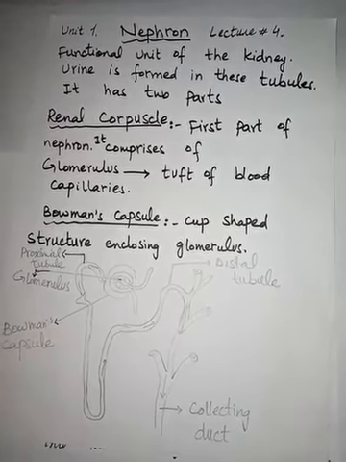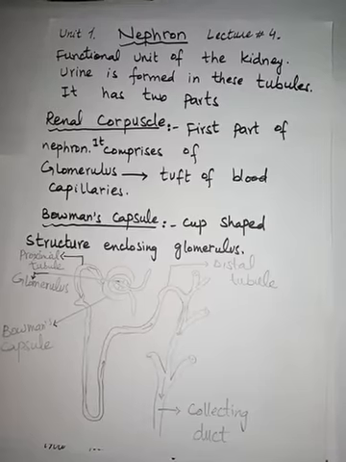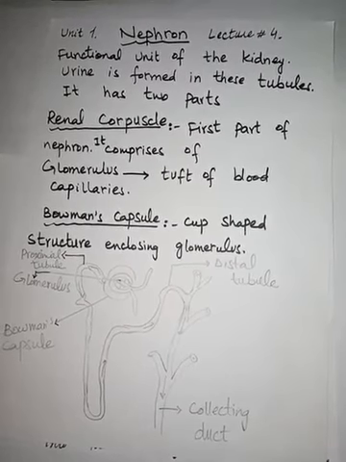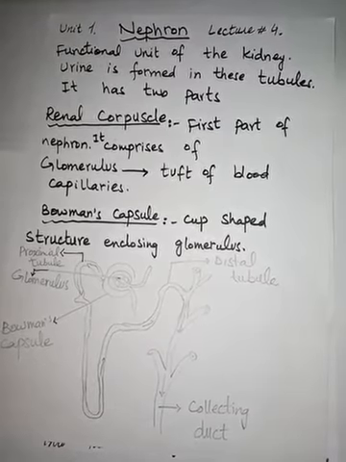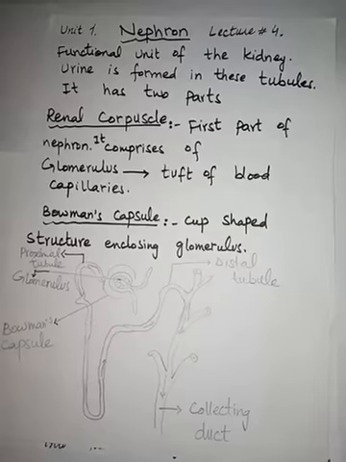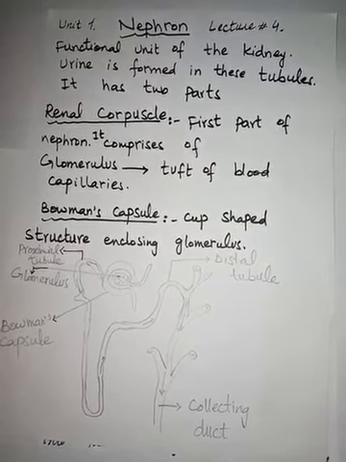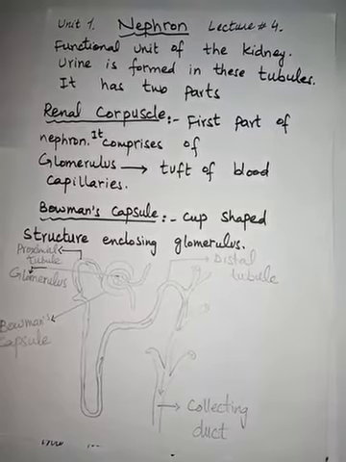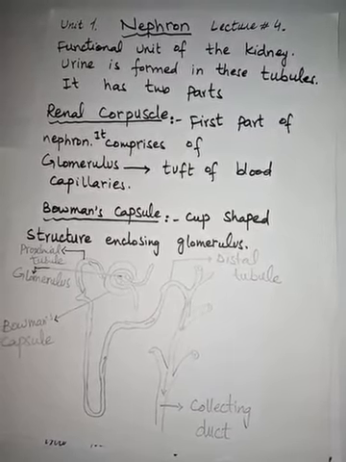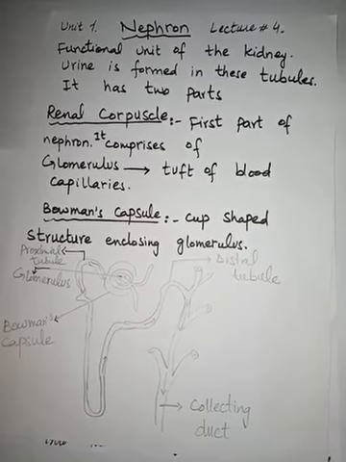Glomerulus is a tuft of blood capillaries formed by the division and subdivision of small arteries and veins, and Bowman's capsule is a cup-shaped structure enclosing the glomerulus. The next part is the renal tubule. This part of the nephron starts after Bowman's capsule.